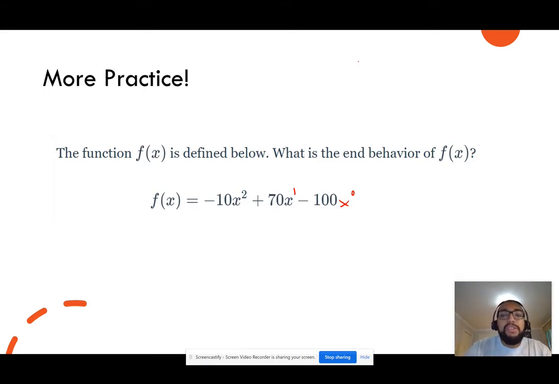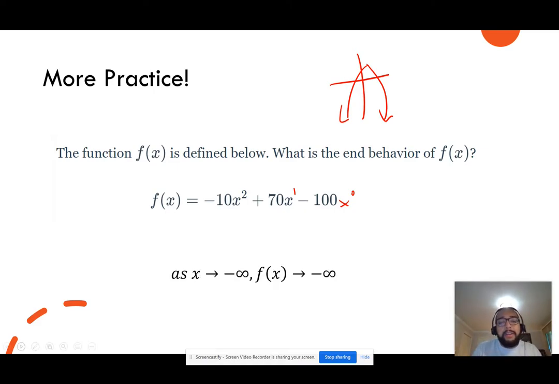So if it helps you, you can draw a quick sketch, because from there you can write out your actual notation. So as x approaches negative infinity, f of x is going to also approach negative infinity. And as x approaches positive infinity, f of x is still going to approach negative infinity. I don't really know how this graph looks. It's going to look something similar to this, solely because the highest degree is 2. But I don't really care what the middle part looks like. All I'm caring about is the tails.